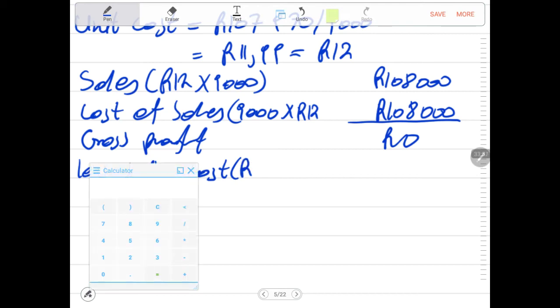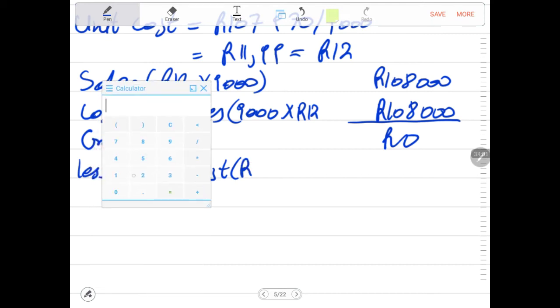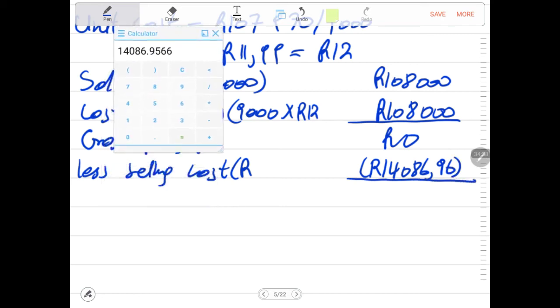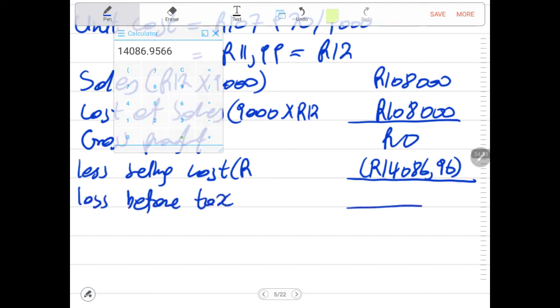Now our selling cost will be, this will lead us into a loss, by the way. This will be 45,000. Divide this by the 28,750 units that were sold, and multiply this by 9,000 units, and this will be a total of negative 14,086 rand 96 cents. So now this becomes a loss before tax. Our loss before tax is 14,086 rand 96 cents. So now this is the last part of the response to this question.